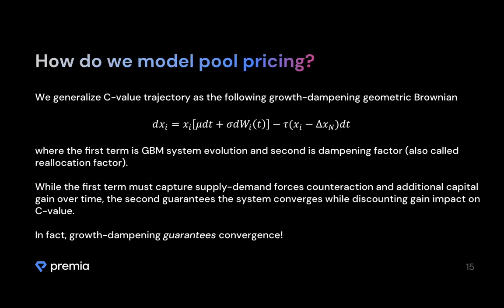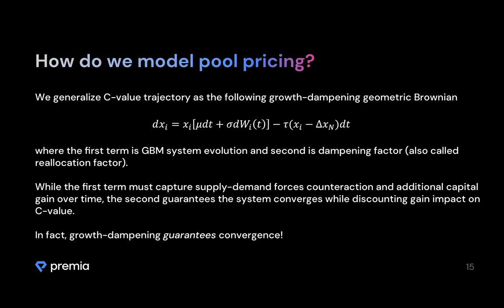The first one looks maybe a bit scary, but basically it says that we could potentially model the C-value trajectory, or evolution through time, with Brownian motion with some growth dampening factor. So the first term means how the Brownian motion, the drift and the noise, affects X. And the second one means that we discount by some factor that helps reallocate the impact on the C-value.